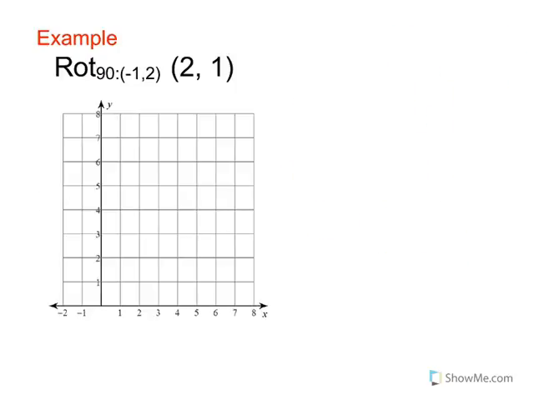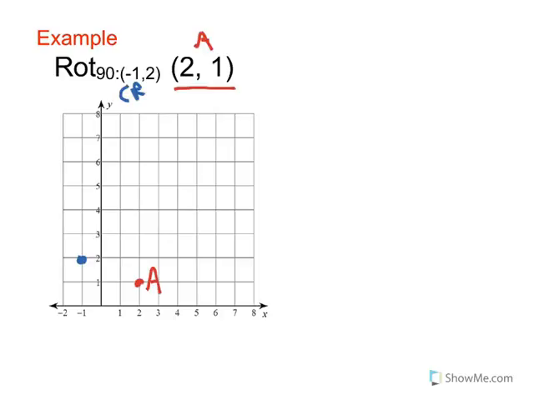Okay, so our next example, we're rotating 90 degrees counterclockwise. We're taking the point 2, 1, so that's our A point, and we're going to rotate around a different point now. Usually it said 0, 0, but this time we're going to rotate around the point negative 1, comma 2. So this is our center of rotation. So let's plot our original point, 2, 1. So that's our A point. And then our center of rotation is at negative 1, 2. So that's our center of rotation.